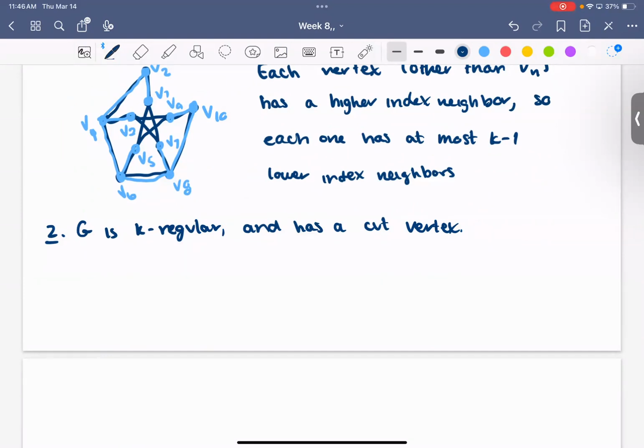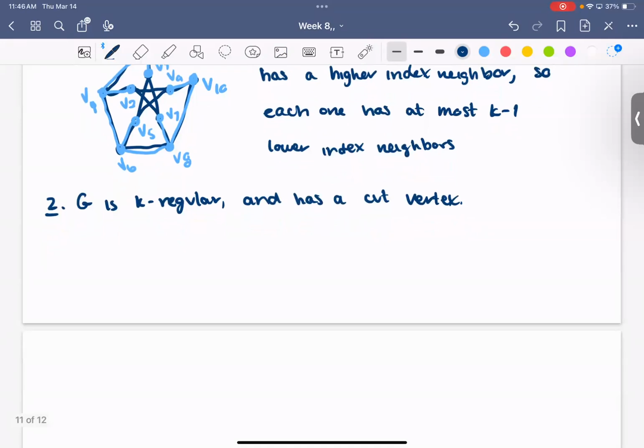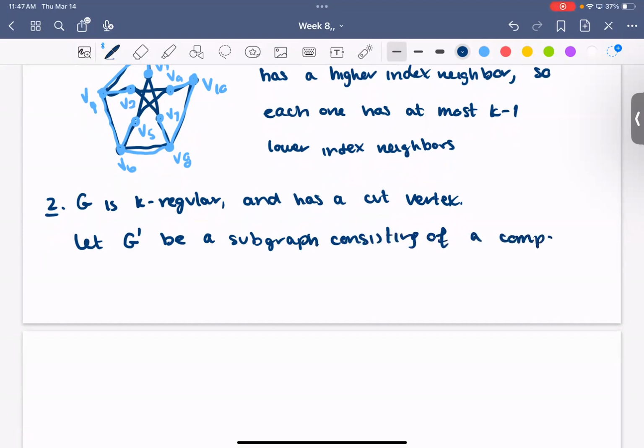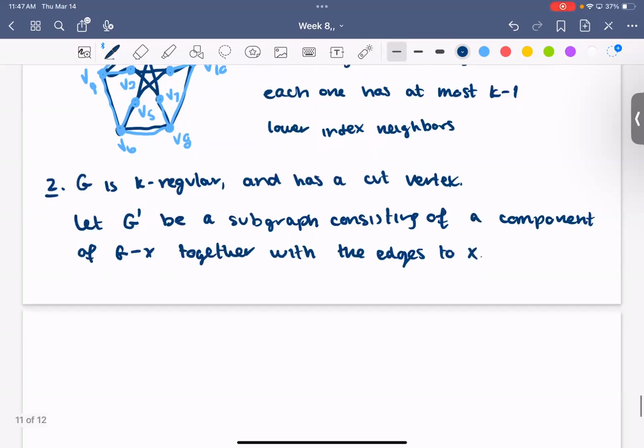Okay, so I'm going to let G prime be a subgraph consisting of a component of G minus X together with the edges that go to X. So let's let G prime be a subgraph consisting of a component of G minus X together with the edges to X. Okay, I'll draw a picture.